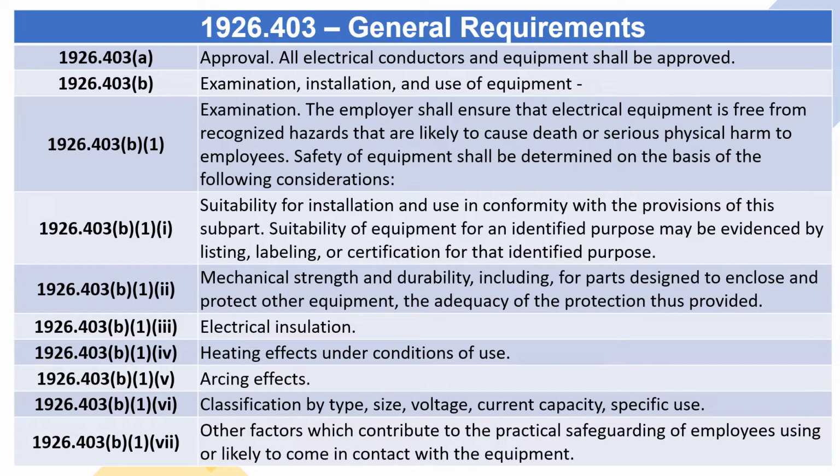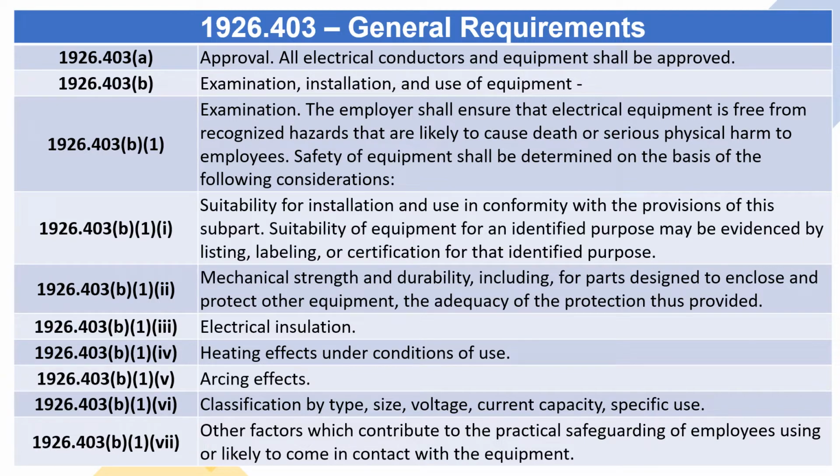1926.403(b)(1) Examination. The employer shall ensure that electrical equipment is free from recognized hazards that are likely to cause death or serious physical harm to employees. Safety of equipment shall be determined on the basis of the following considerations. 1926.403(b)(1)(i) Suitability for installation and use in conformity with the provisions of this subpart. Suitability of equipment for an identified purpose may be evidenced by listing, labeling, or certification for that identified purpose.